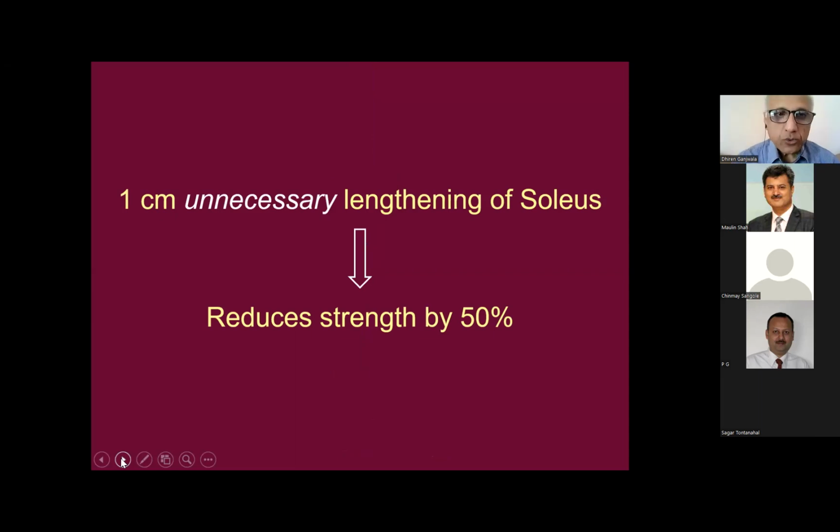So let's think that 1 centimeter of unnecessary lengthening of soleus has taken place. Scott Delp has shown very well by a biomechanical model that 1 centimeter of unnecessary lengthening of soleus in the form of tendo Achilles lengthening reduces the strength of soleus by 50%.